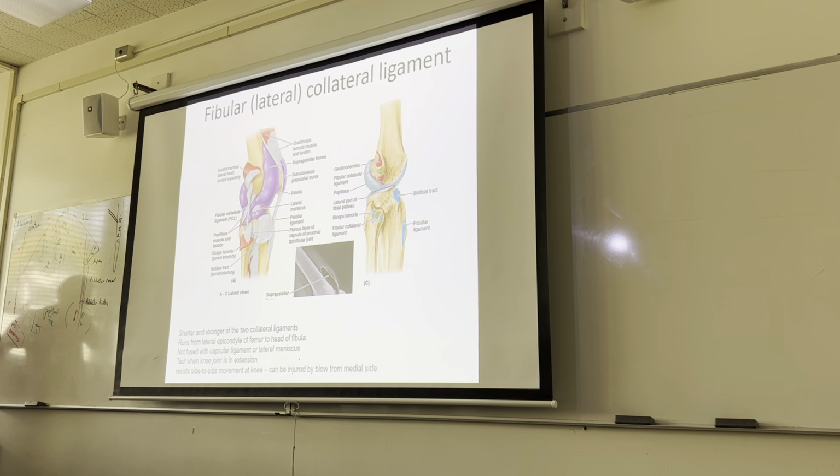Both these collateral ligaments are taut in extension. So when you extend, they tighten up, and when you flex, they relax. Here's the lateral collateral ligament, and this guy's separated from the lateral meniscus. That's the 80th time I'm saying that, by the tendon of popliteus. There's the tendon of popliteus going between the lateral collateral ligament and the lateral meniscus.